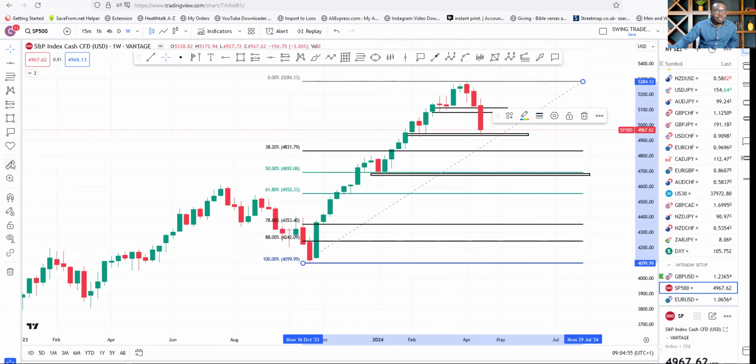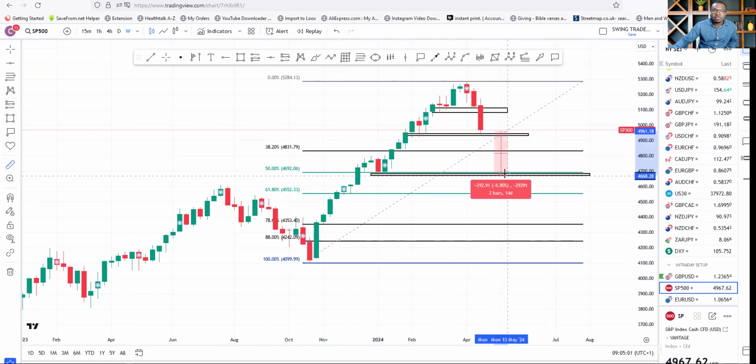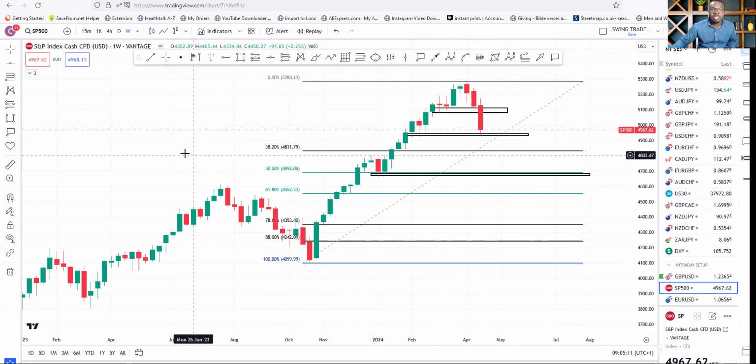So all this move to the downside, let me show you. All this move to the downside to this zone is close to 2,000 pips, or more than 2,000 pips. That's a lot of trade to be taken.